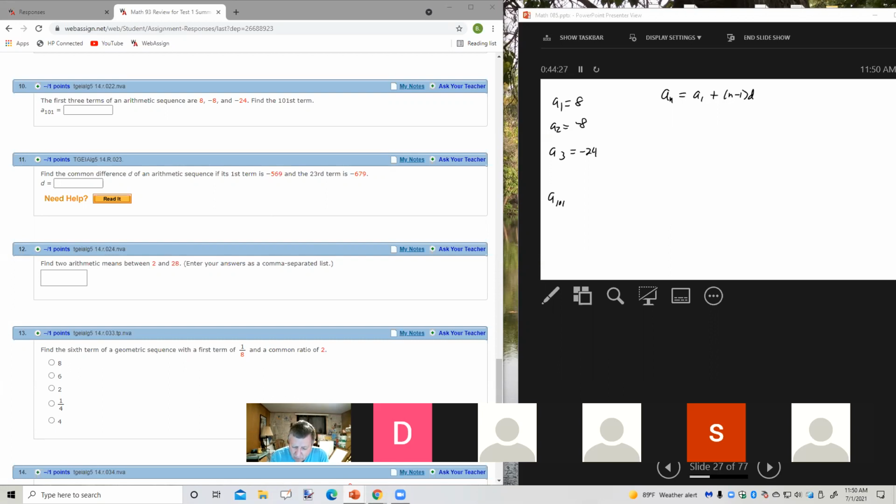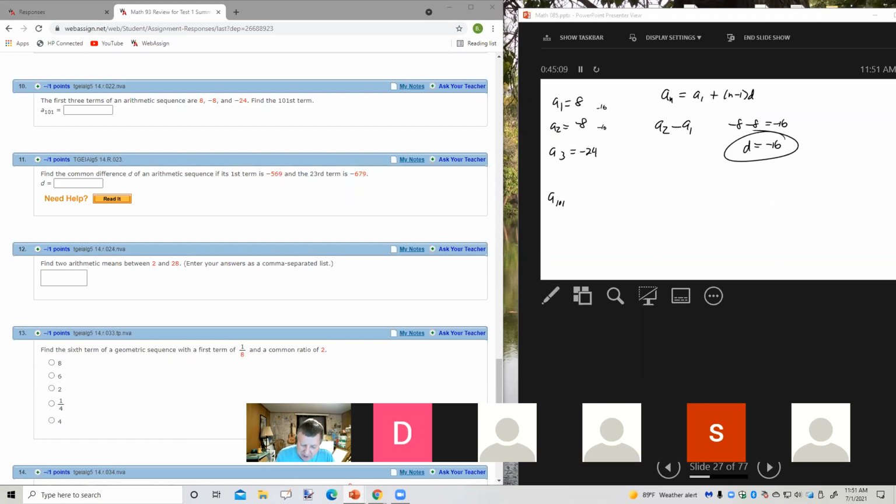Okay. Well, I need to find d. So to find the common difference in an arithmetic sequence, you take any term in the sequence minus the previous term. With a geometric, you divide. With an arithmetic, you subtract. So that would be negative 8 minus 8, which is negative 16. So the common difference is negative 16. Does everybody see how I got that? Let's check it out. What's 8 minus 16? It'd be negative 8. What's negative 8 minus 16? It'd be negative 24. So it works.